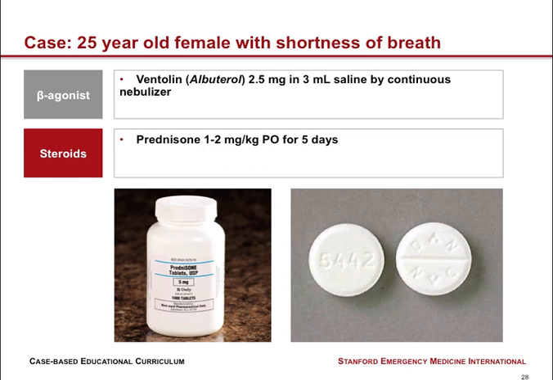Sometimes people make the mistake of not giving the steroids immediately because you don't see an immediate effect of the steroids, whereas the beta agonists work immediately. The problem there, though, is that until you give steroids and until the steroids start working, they still have that inflammation within the airways.